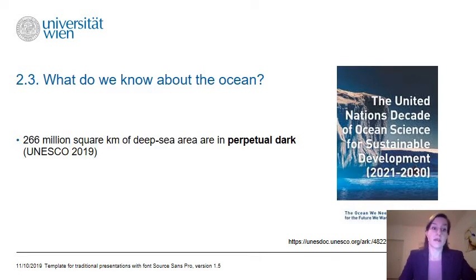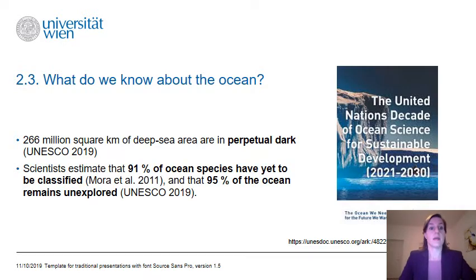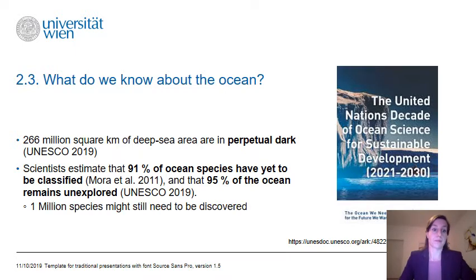So 260 million square kilometers of deep sea at the moment are in perpetual dark, which means that we don't have any images about these areas of the ocean. And scientists estimate that 91% of ocean species have yet to be classified. So they were not classified in the past. And 95% of the ocean still remains underexplored.